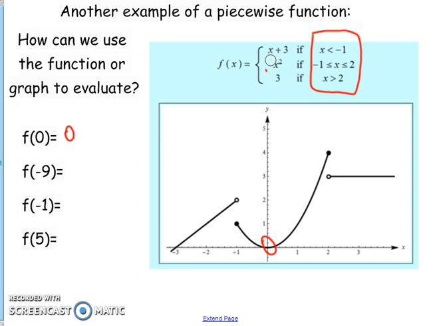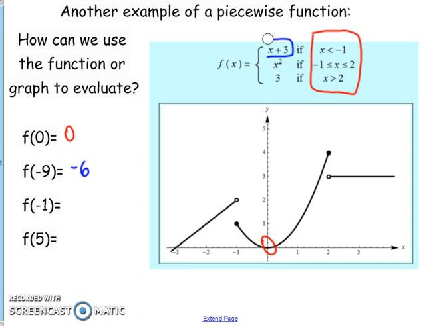Okay, let's look at the next one. f of -9. On my graph, I don't have -9 for x. It only goes up to -3. I could continue to draw this graph, or simply look at the restrictions. If x is -9, I'm going to look at my three options. Is -9 less than -1? Yes. So I'm going to use the first one. I plug in -9 for x. -9 plus 3 gives me -6.